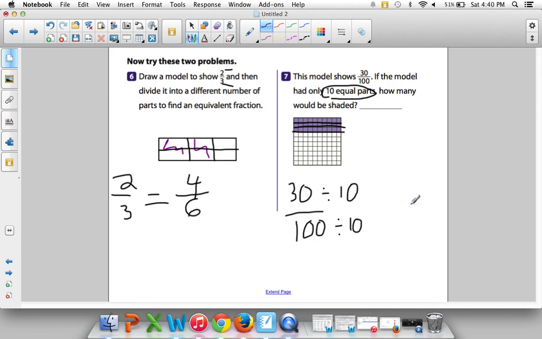And you know what you get? You get a new fraction. It's an equivalent fraction, but it's new. 30 divided by 10 is 3. And 100 divided by 10 is 10. So we've got 3/10. So how many parts would be shaded in 3/10? Well, you look at the numerator and you say, 3 parts.